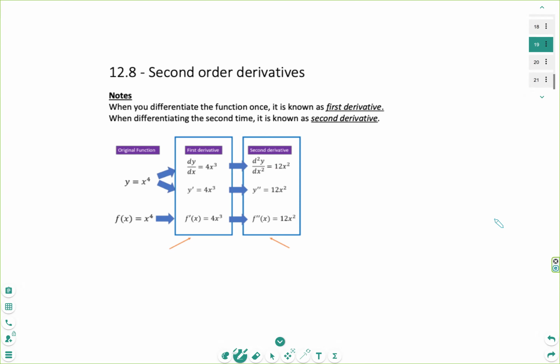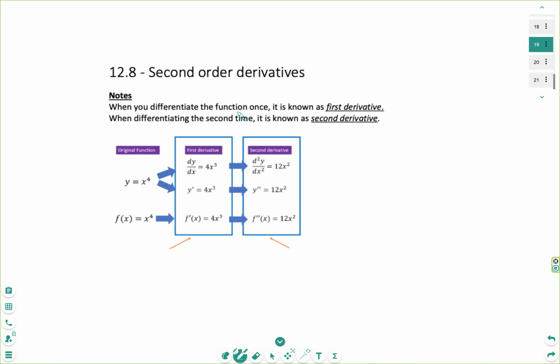Welcome to Year 1, Pure 1, Chapter 12.8, where we continue looking at differentiation. And this time we'll look at second order derivatives. So, it's quite a simple chapter.